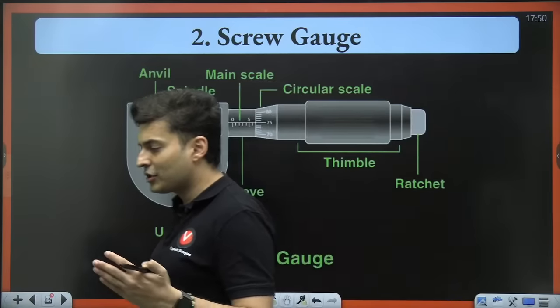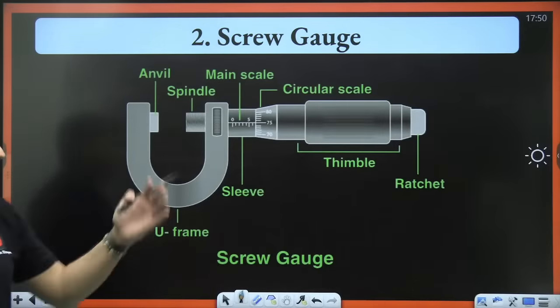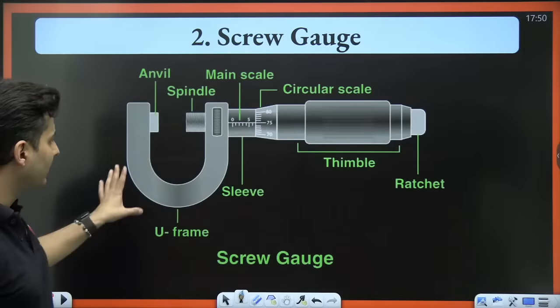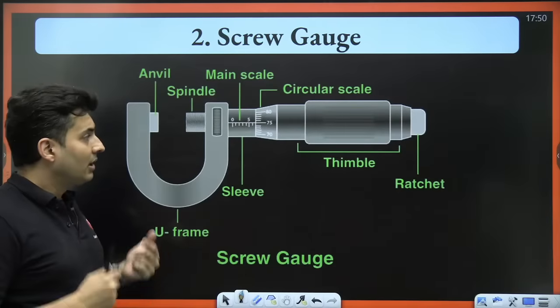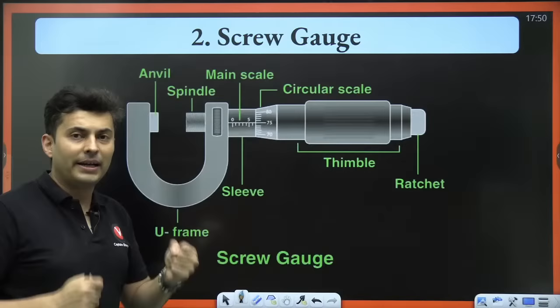Now let's go to the next instrument. And the next instrument, my dear students, is none other than your micrometer screw gauge. Now in a case of a micrometer screw gauge, my dear students, this is also used to measure length, but the accuracy, the least count is much, much better.